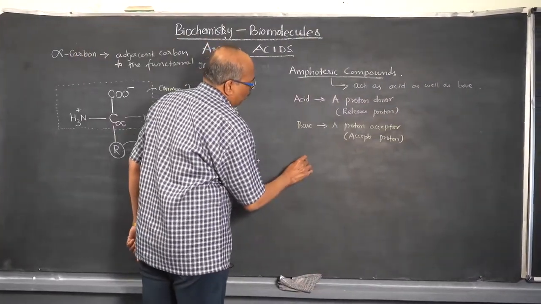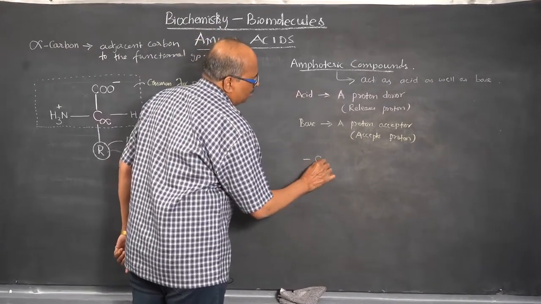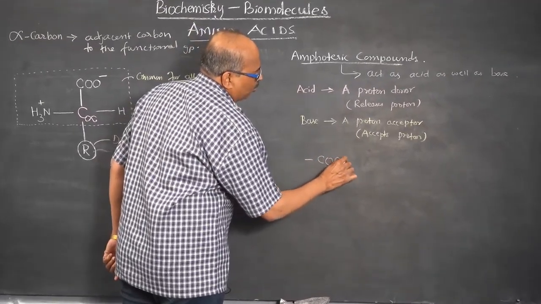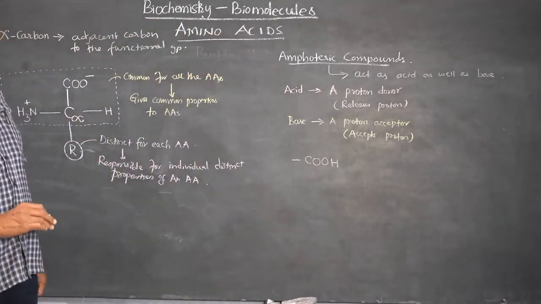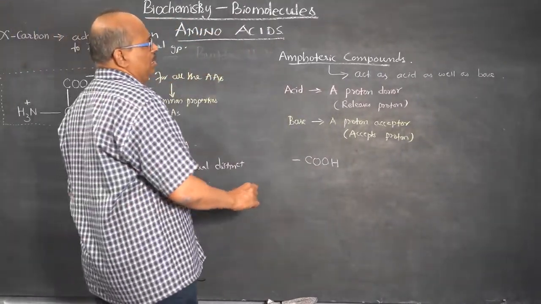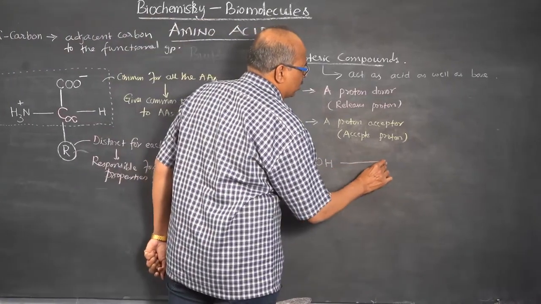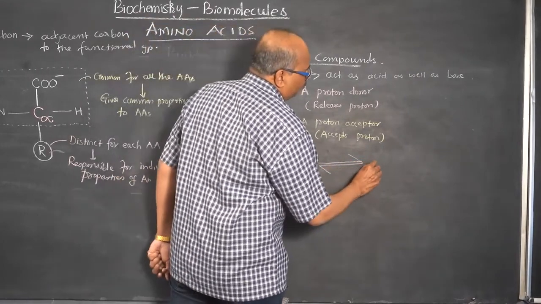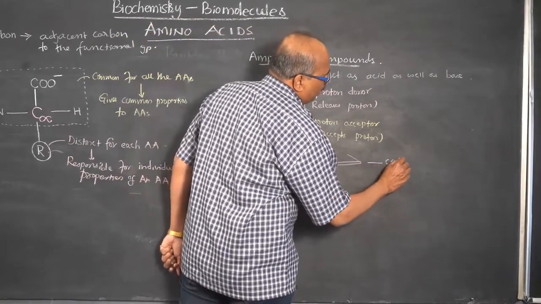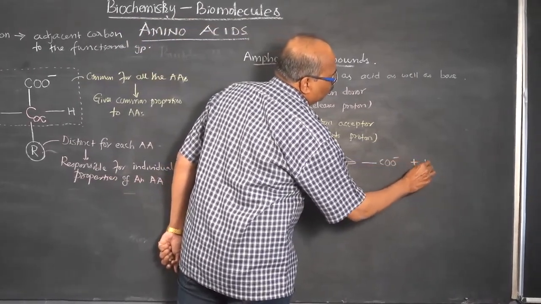So one group that we have is the COOH group. This we will see when the pH is low. This group undergoes dissociation, forming COO minus, releasing proton.